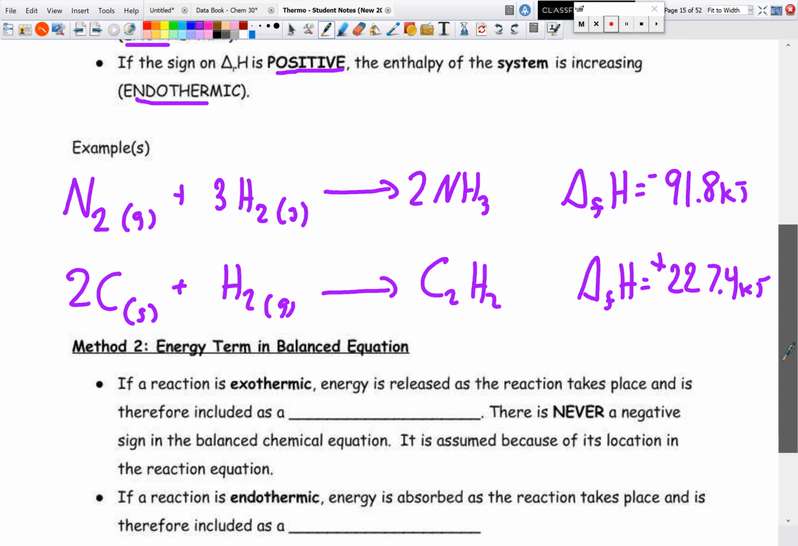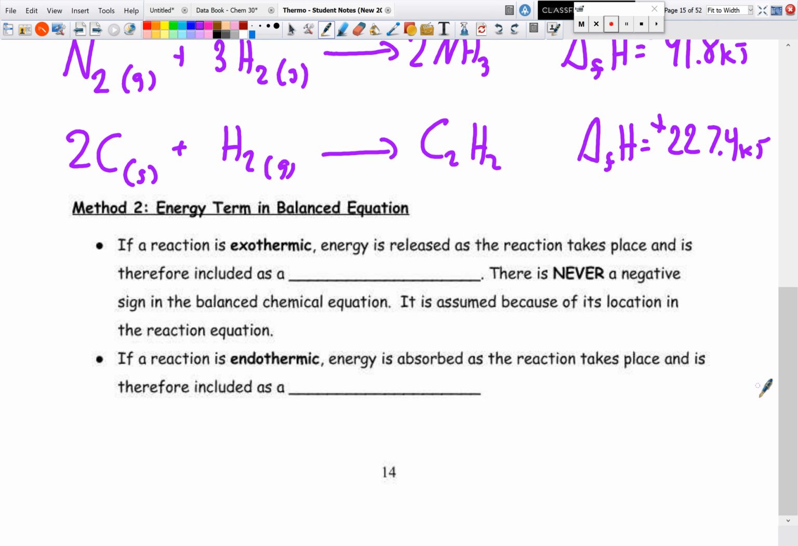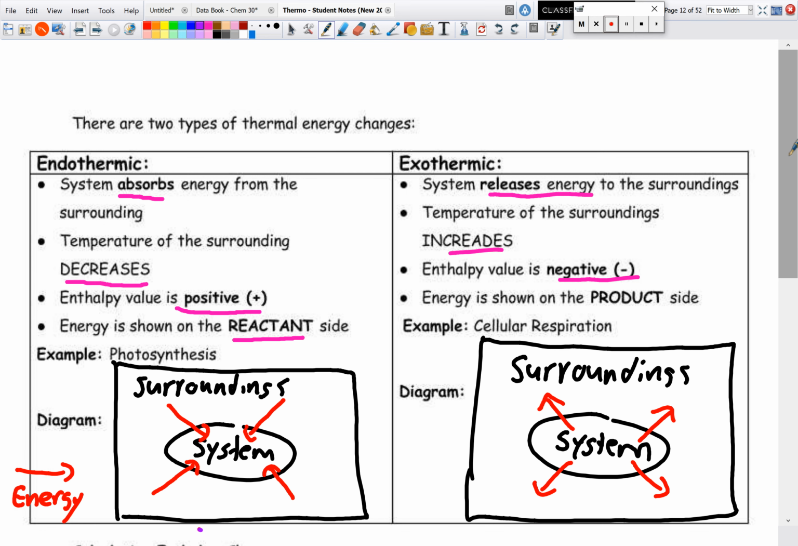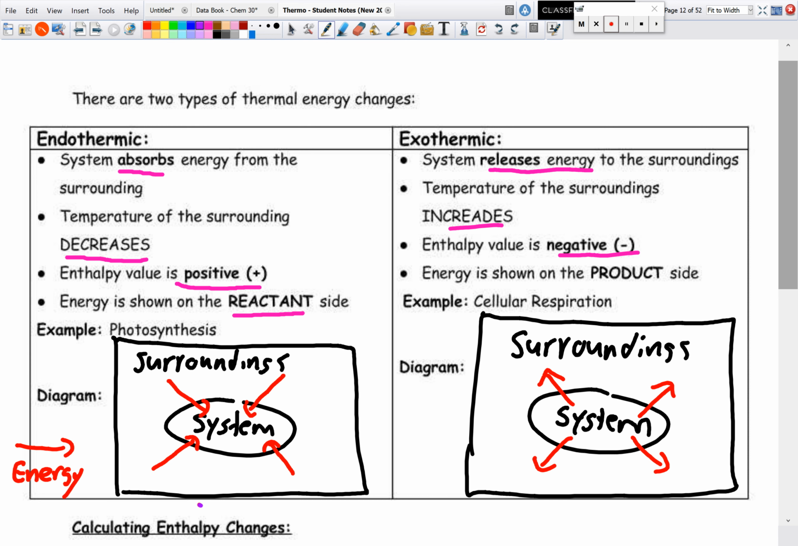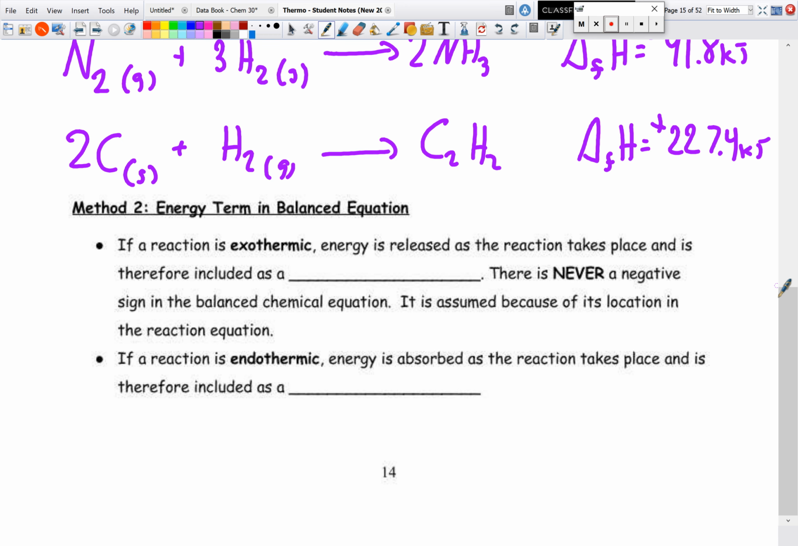Now, method 2, we haven't really seen yet, or actually kind of have. If you think back to photosynthesis, specifically this page right here, where enthalpy is positive and energy is shown as a reactant, whereas our exothermic energy was a product. We're going to use the exact same idea for this. If a reaction is exothermic, energy is released, so it is written as a product. If it is endothermic, energy is absorbed, so it's written as a reactant.